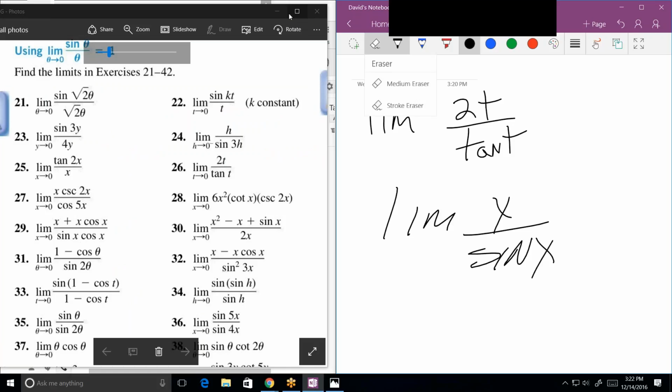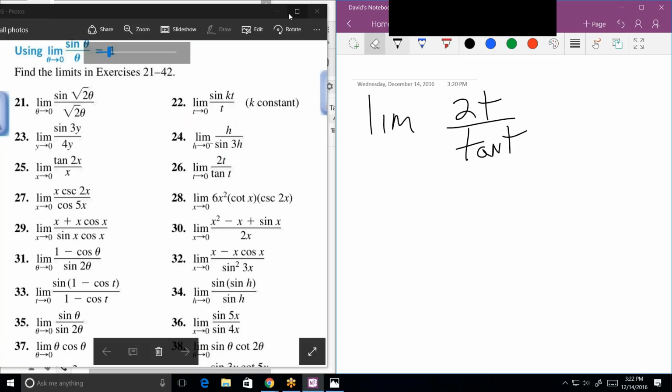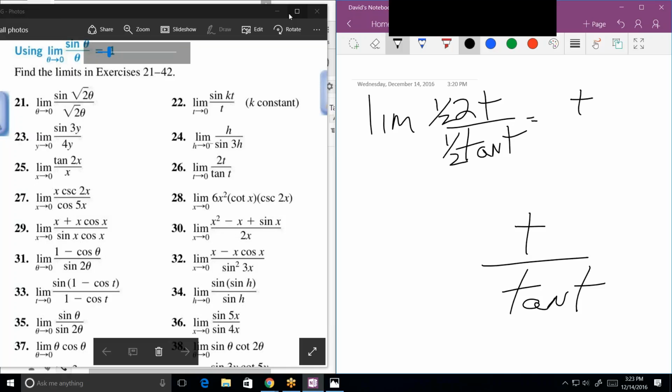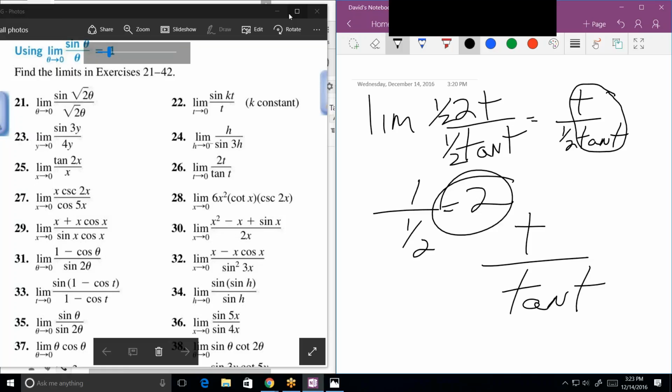So how do we make the top look like we need it to look? In other words, I want t over tan t. How do I make that function look like that? I can't divide, can I? Well, you can multiply by 1/2. Let's multiply the top by 1/2 and the bottom by 1/2. Now what's that become? That becomes t in the top, and it becomes 1/2 of tan t in the bottom. We know that's equal to 1. 1 divided by 1/2 equals 2. So this limit equals 2 on 26.